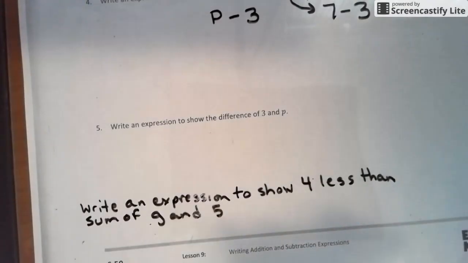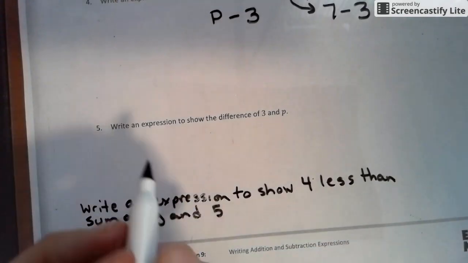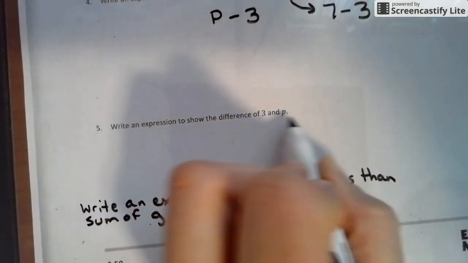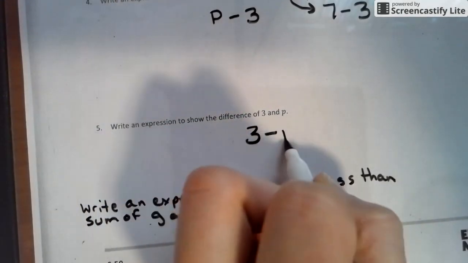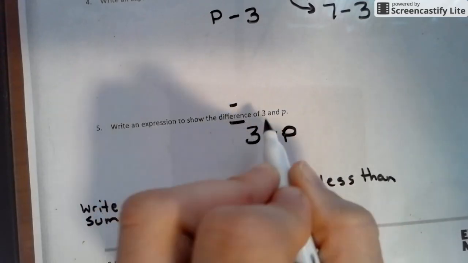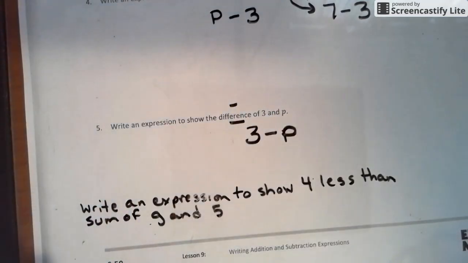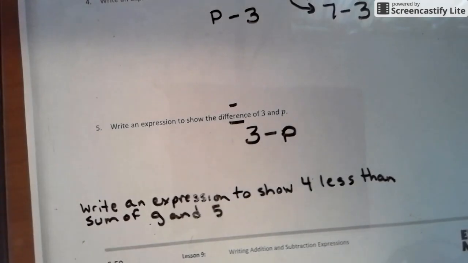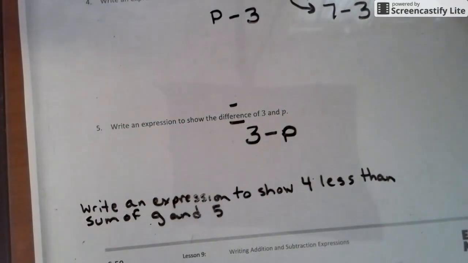All right. So write an expression to show the difference of 3 and P. The difference of 3 and P is just 3 minus P. Difference meaning subtraction, 3 minus P. But if we look at the bottom of this, it says write an expression.